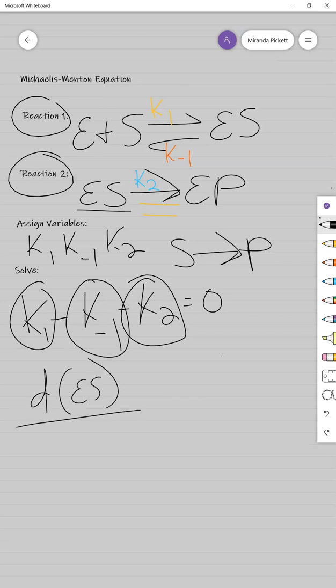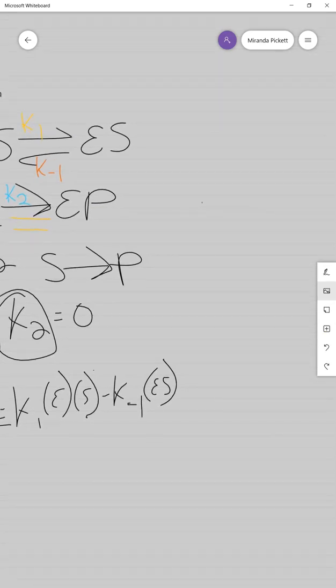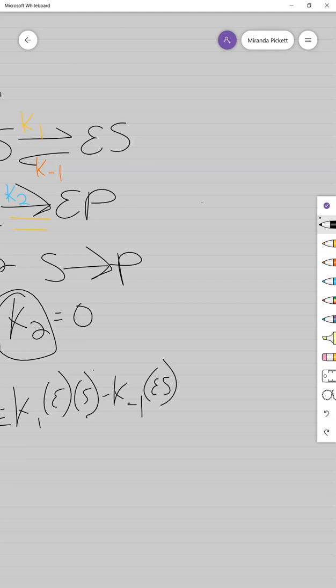d[ES]/dt equals K1 times enzyme times substrate, minus K-1 times enzyme substrate complex. And let me see if I can move over here just a little bit. Minus K2 times enzyme substrate complex. And all of this is going to be equal to 0.